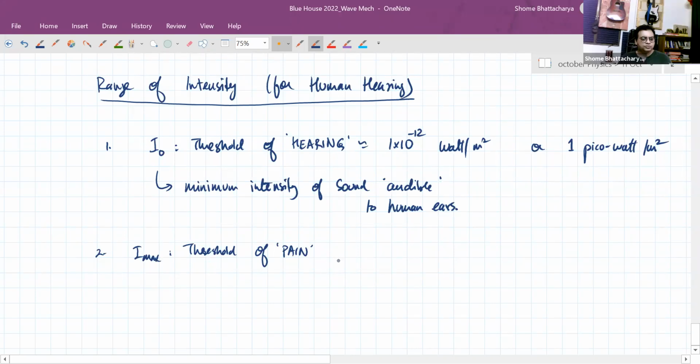So threshold of pain similarly is an accepted value of intensity beyond which, if we subject ourselves continuously to sound, it can cause pain, and eventually continuous exposure can cause damage to our hearing system or loss of hearing. So that is called threshold of pain, and that is approximately equal to 1 watt per meter square.